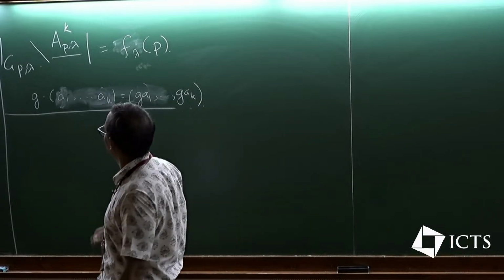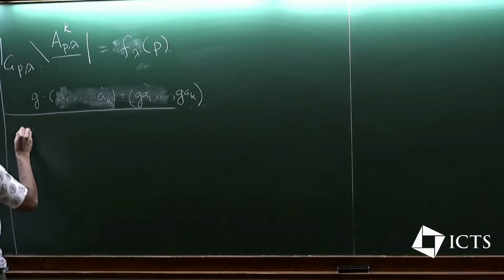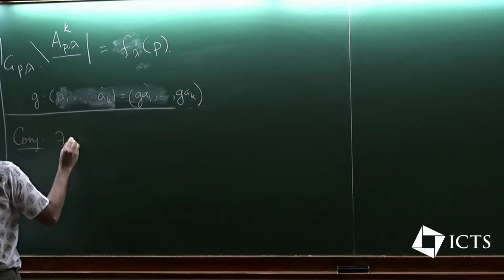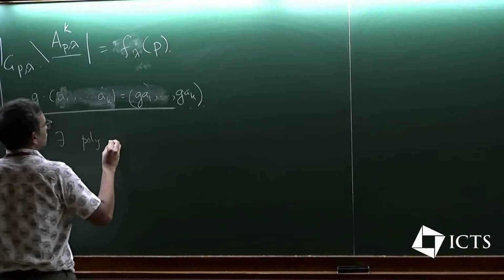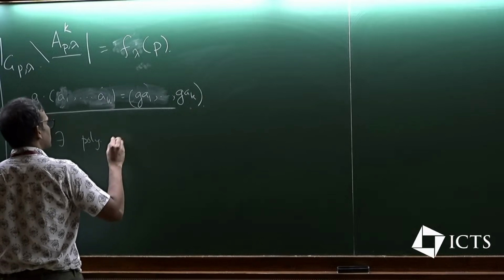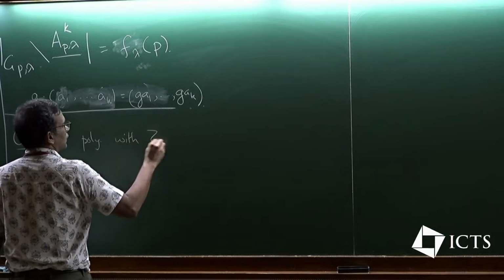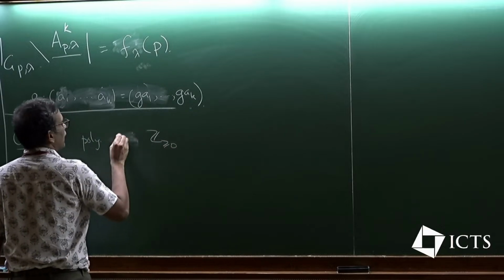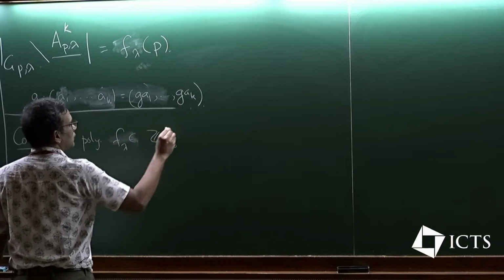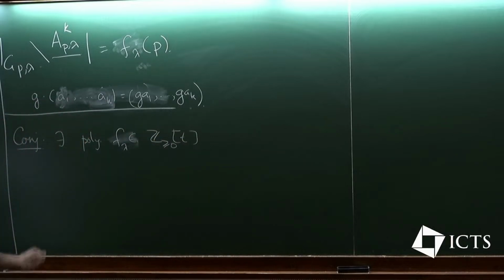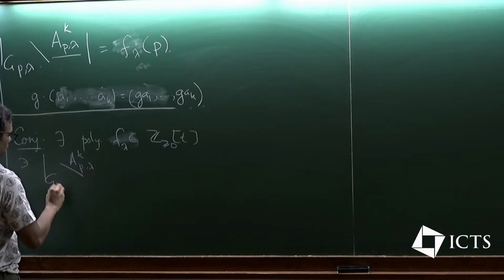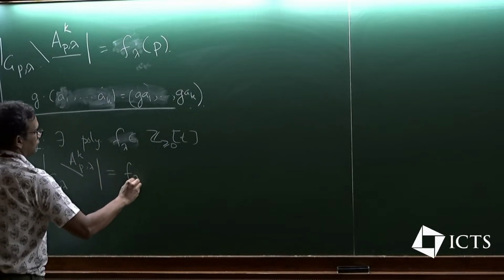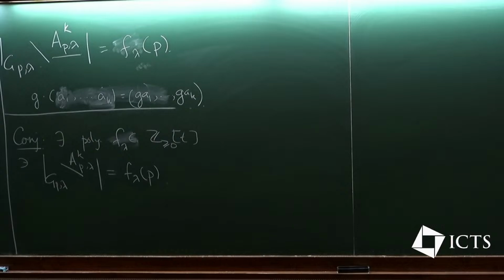So is this a conjecture: there exists a polynomial with non-negative integer coefficients, so maybe f lambda, if you know what this means, such that the number of orbits equals f lambda of p. So that's something to think about during the coffee break.